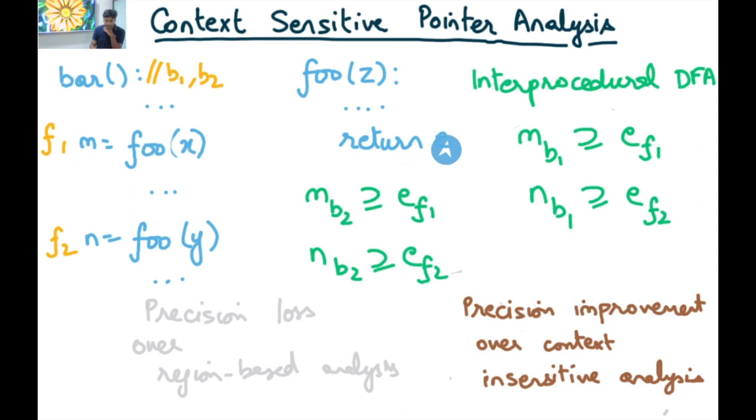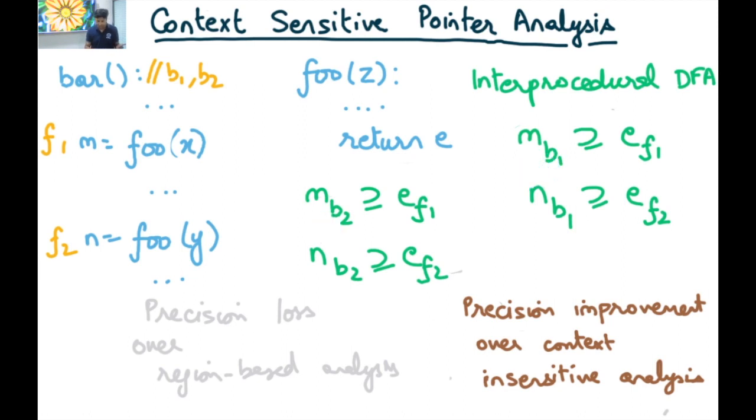So when I update, if I was analyzing foo in context F1 and the return happens, then we update M using EF1. And similarly, I update N using EF2. But I don't update, for example, M using EF2. Right? So this is the precision improvement.